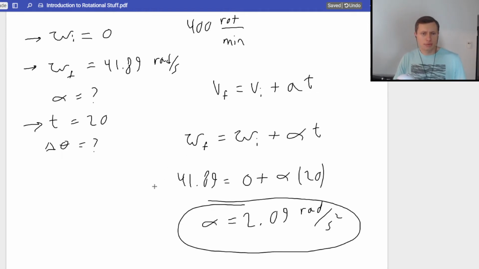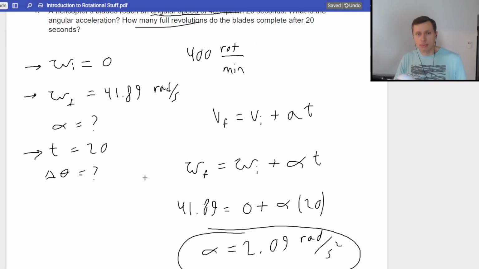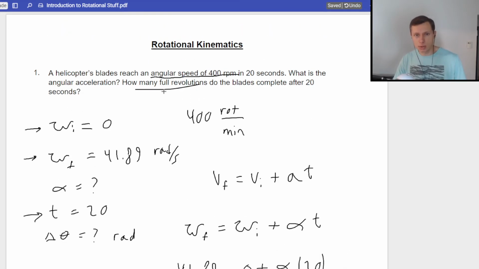Now, how are we going to find delta theta, the number of revolutions? Well, remember, delta theta is actually measured in radians. If I were to plug into a formula to find delta theta, I'm going to find radians, I'm not going to find revolutions. That's a problem because the question's asking us to find revolutions.